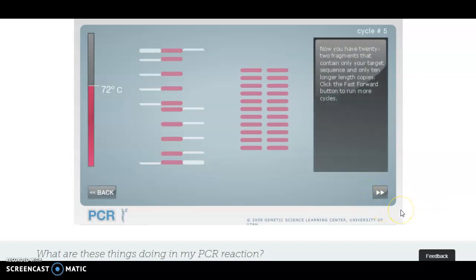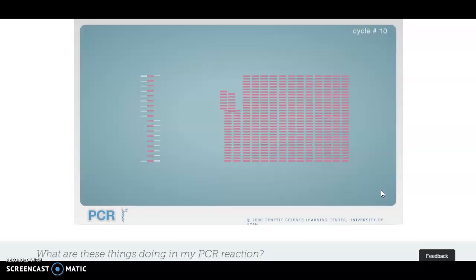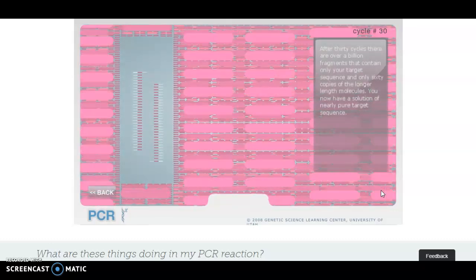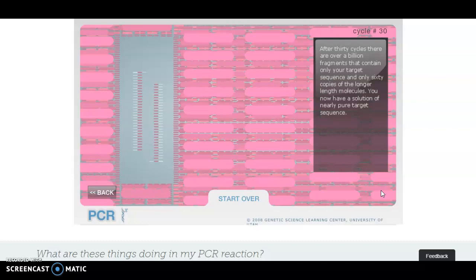So as you can see, we're almost going up by an exponential amount. Every cycle makes more and more than the cycle before it. So let's go ahead and fast forward here a little bit. And boom, boom, whoa. Hopefully nobody has epilepsy because that could give you a seizure.